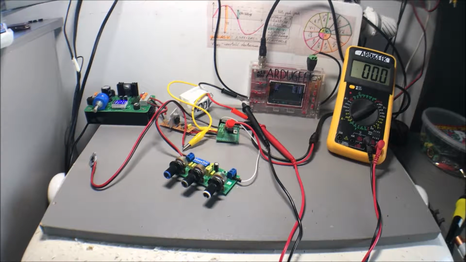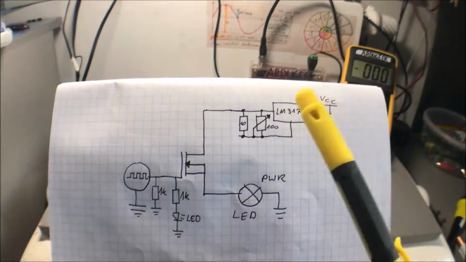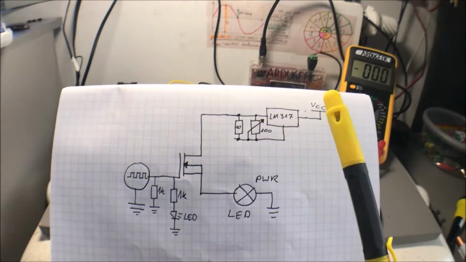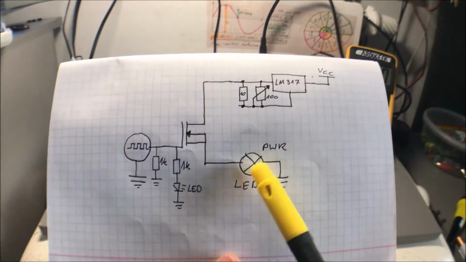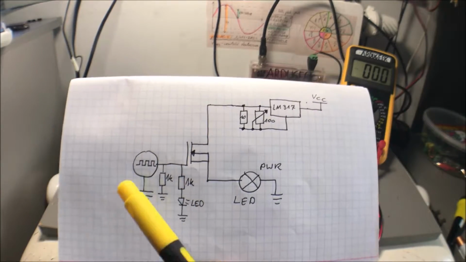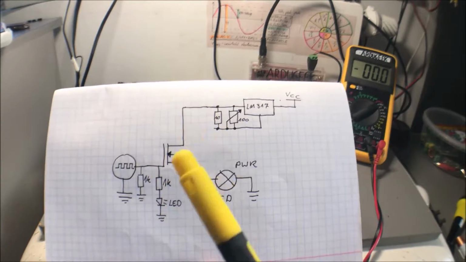So let's get to the bit more advanced schematic. Here we have the constant current converter built on the LM317. Here we have the power LED, here we have the MOSFET module, and here we have the square wave generator. So the square wave generator goes into the gate of the MOSFET transistor.